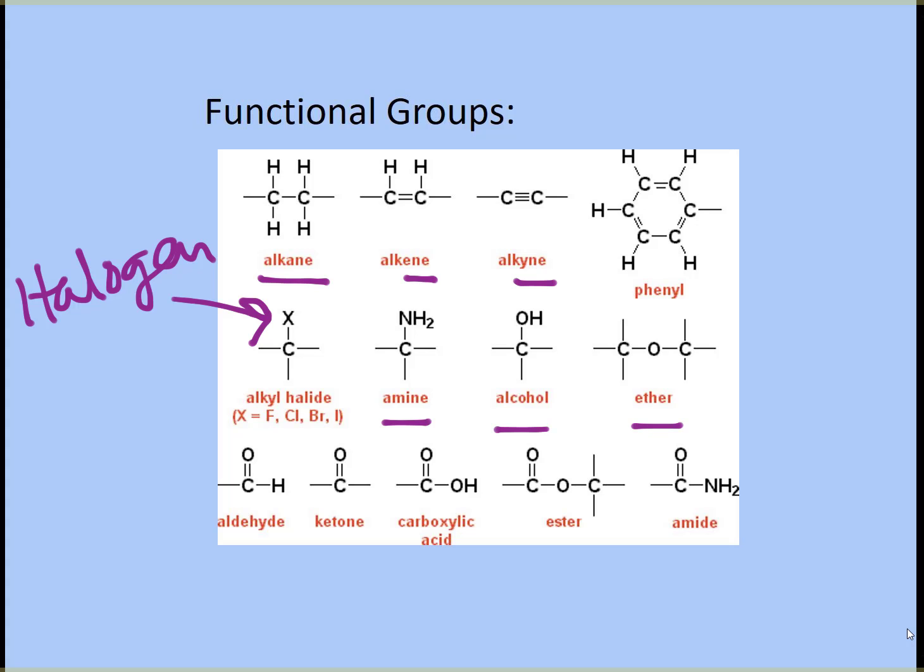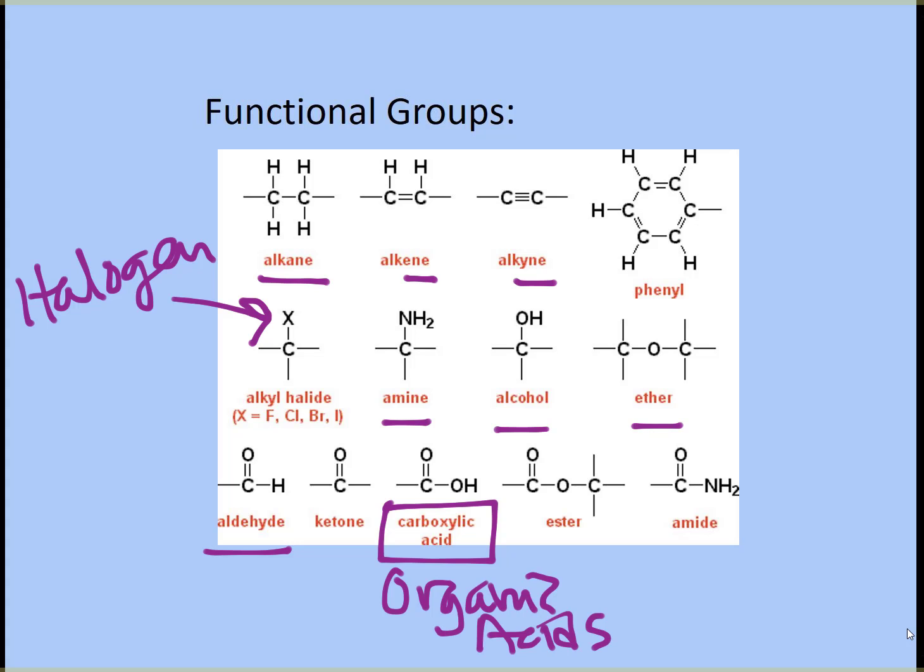If you have a double bond O and then an H, that's called an aldehyde. A ketone is a carbon chain, and a center carbon will have a double bonded oxygen. Carboxylic acid, these are organic acids. In our acid-base unit, we'll be talking about those a lot. An ester looks like that. And then we have an amide, which is this NH2 group that's on the end with a double bonded O.